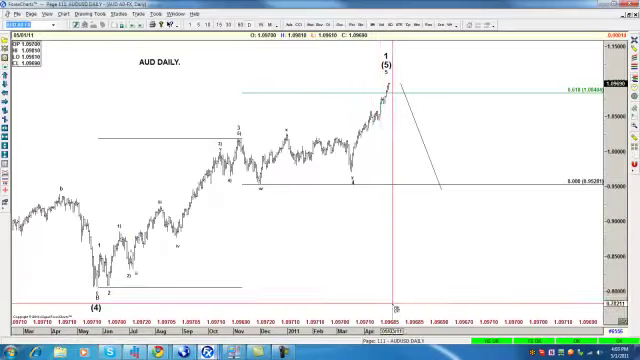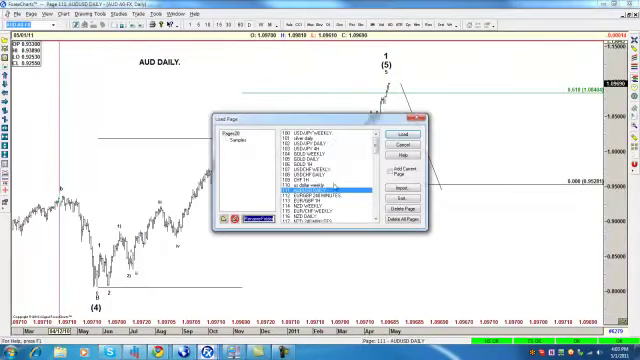Let's keep going with the pairs. Now let's see gold and silver.